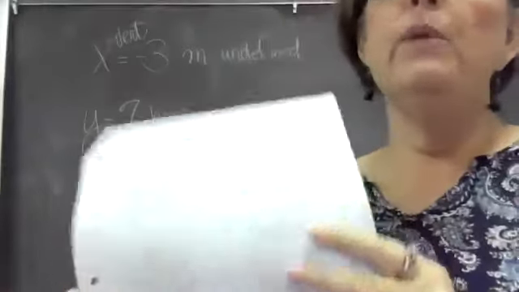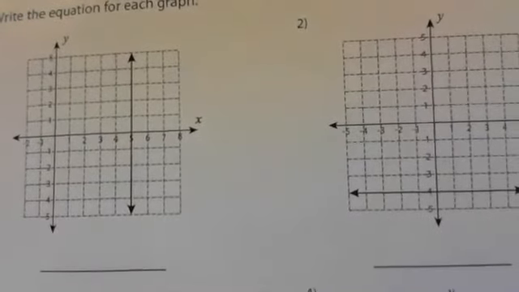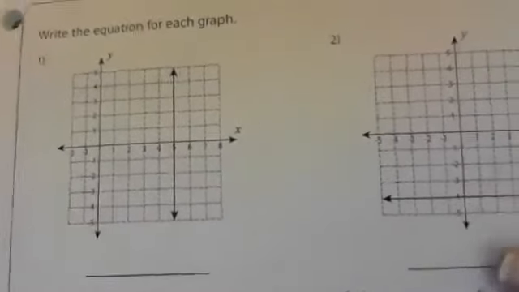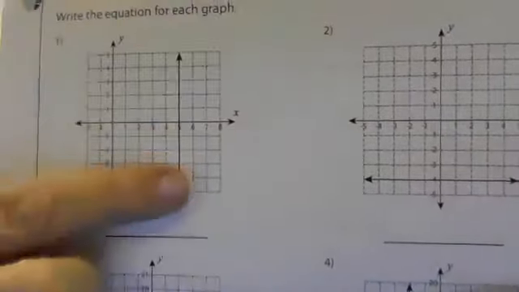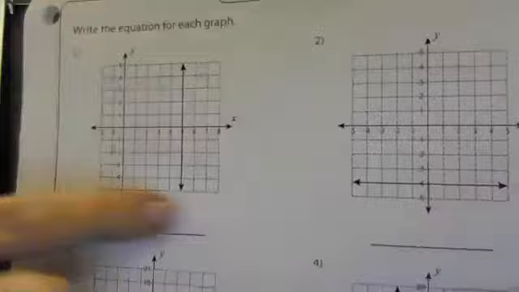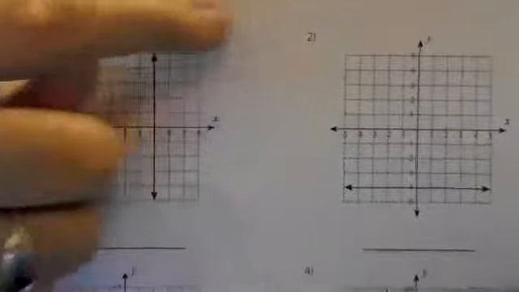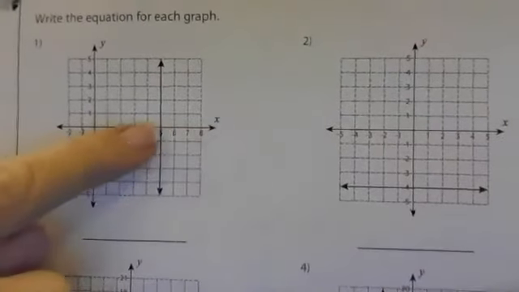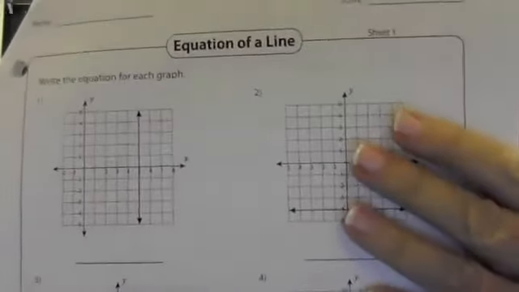Now, on page 4, they went backwards. And they gave you a graph, and they said, what was the equation of this number 1? See the line right here? It's a vertical line that goes through 5 on the x. So what would the equation be? X equals 5. That's exactly right, because this vertical line goes through where x is 5. So on this one, you don't have the equation. You're going to write the equation.